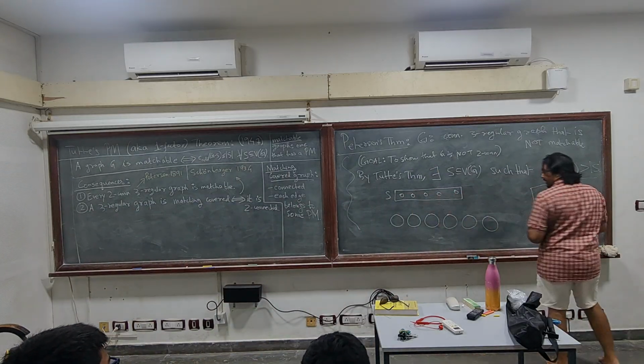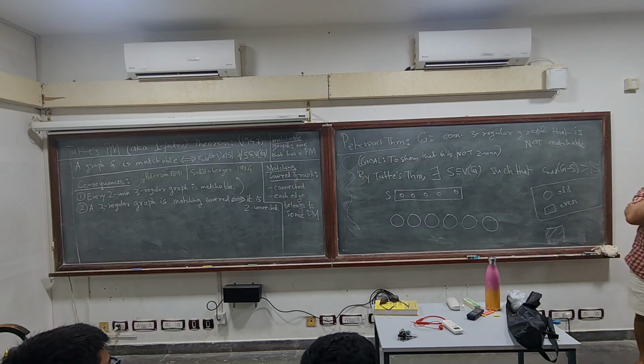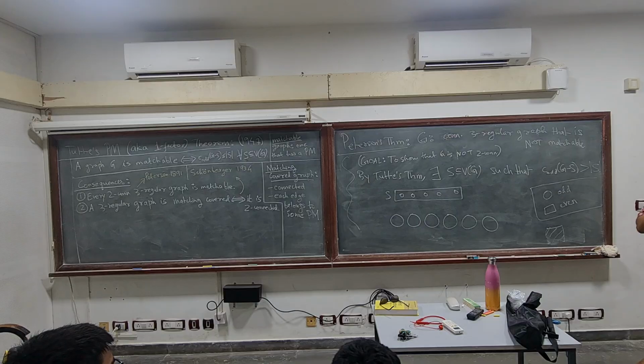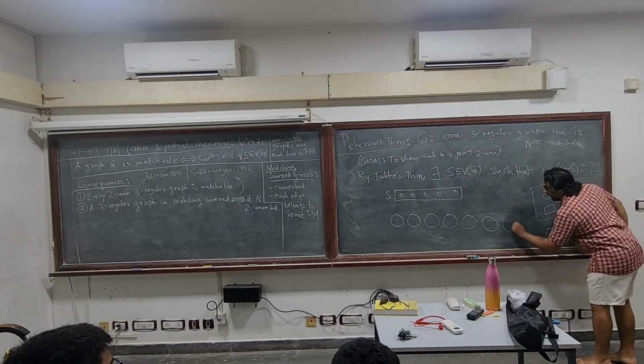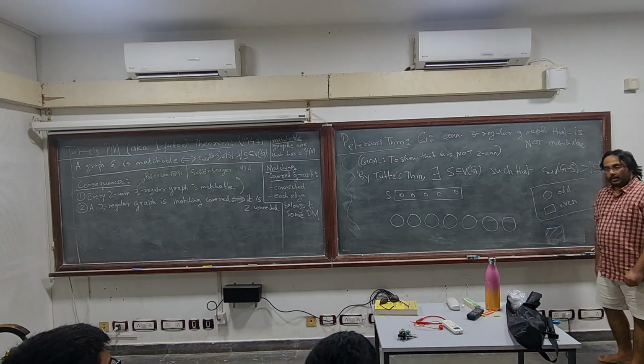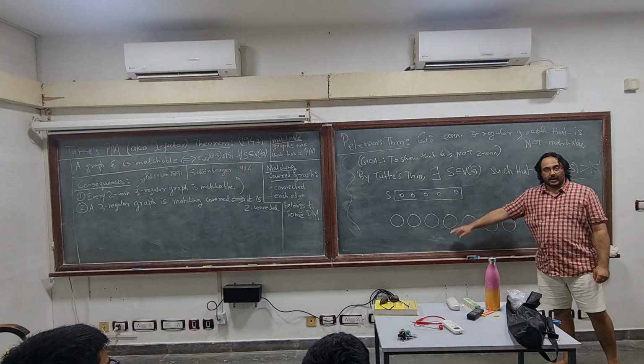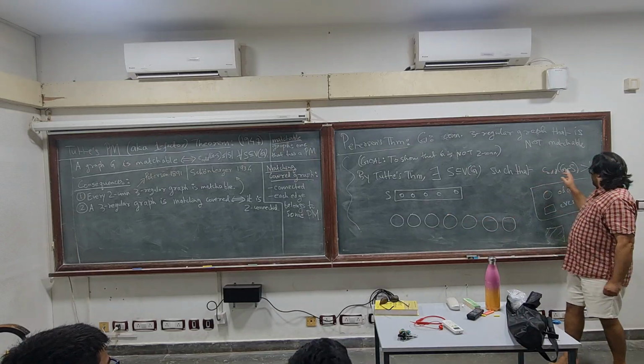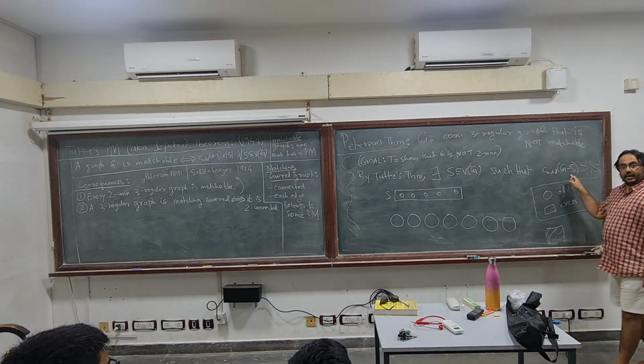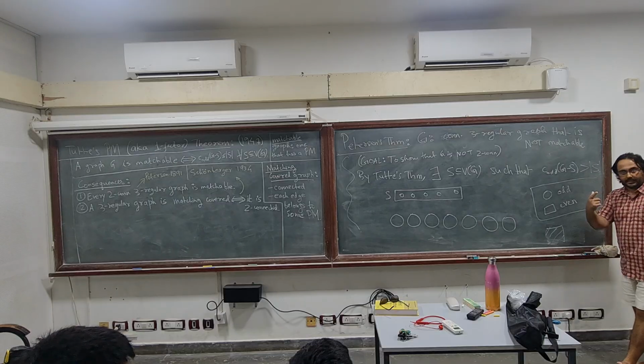How many should I have? At least one more. Okay, at least 7. So there should be at least 2 more, right? Do you all agree? If I delete 5 vertices, I should get at least 7 odd components. Given that I am getting at least 6, there should be at least 7 by parity.